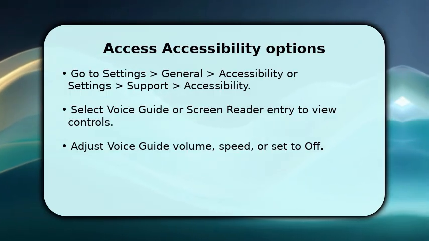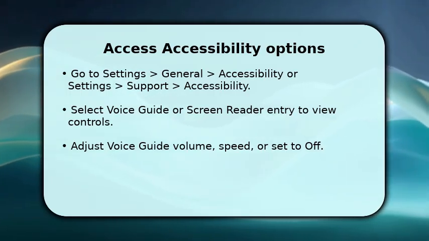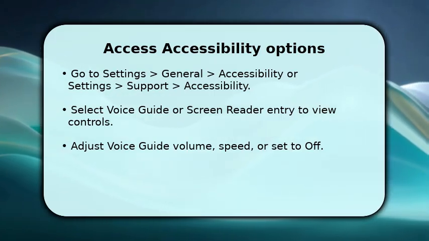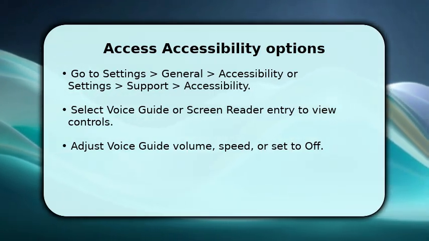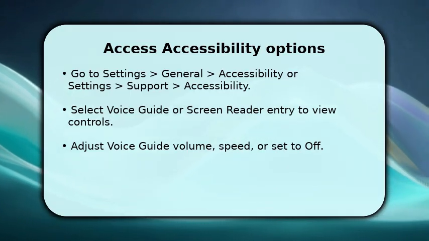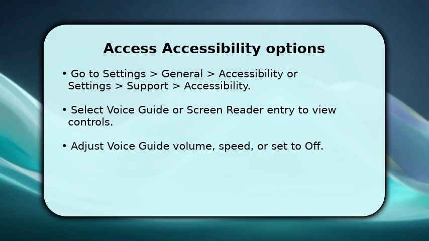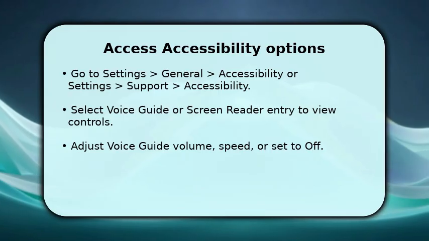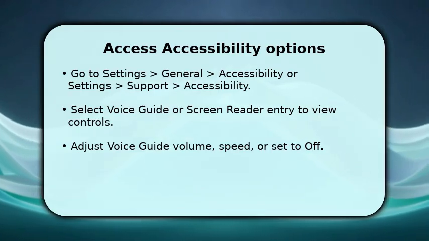Once in Accessibility, locate Voice Guide or Screen Reader. This is the feature that speaks the interface. Select it to reveal toggles for on, off, and adjustments for volume and speech speed. You'll turn it off to stop narration. Alternatively, lower volume if you need partial feedback. Make sure to confirm your choice, so settings persist after you exit the menu.